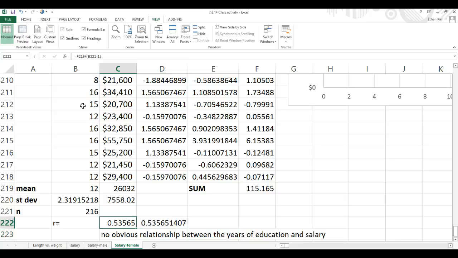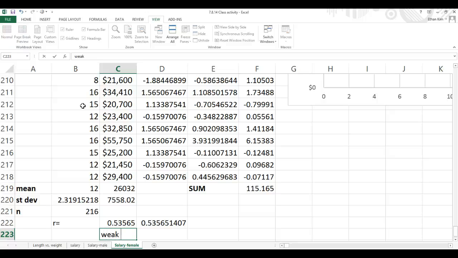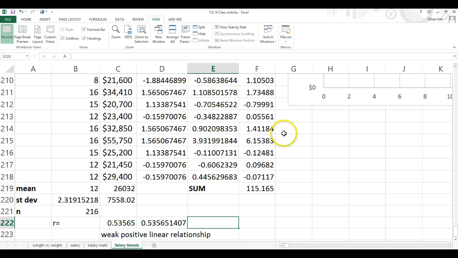Right? So if it's above 0.5, there is a weak positive linear relationship, right? But this value is less than the one before, the one for male, because for male it was like 0.6, so there is a weaker relationship.